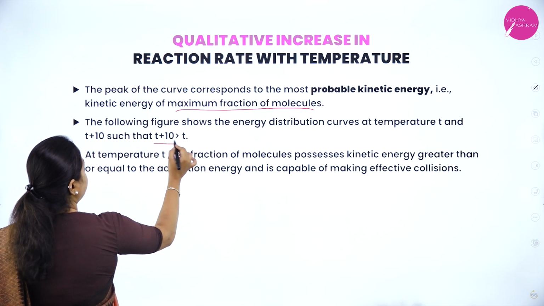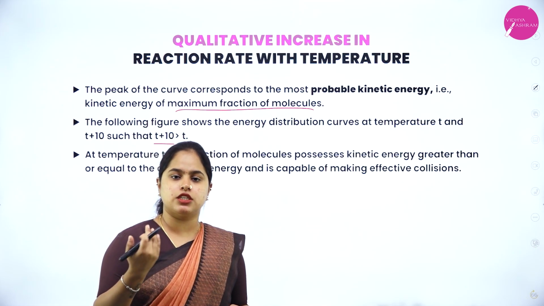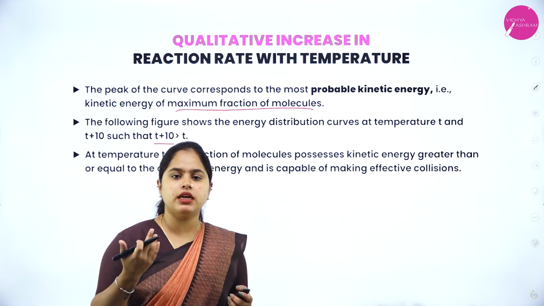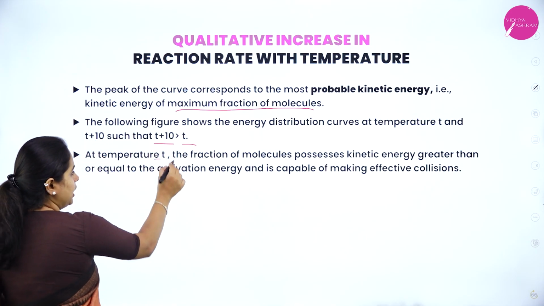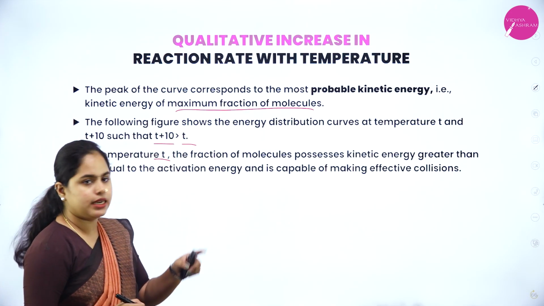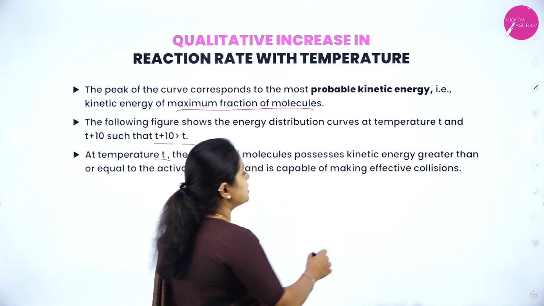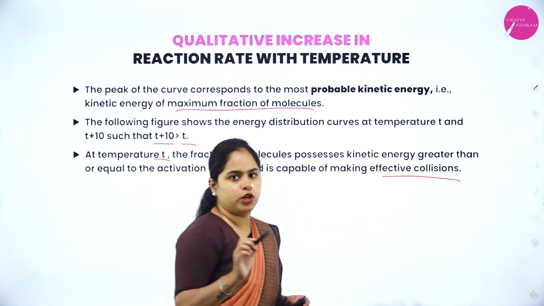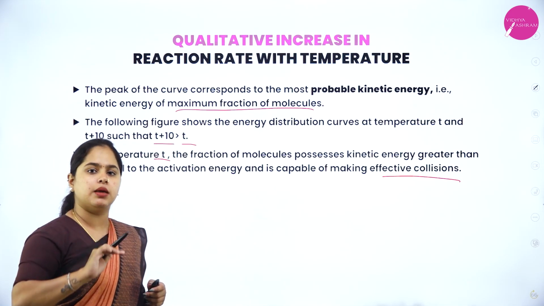Okay, that is T plus 10 and T. That means we are increasing the temperature by 10 degrees Celsius from before. So we are plotting two graphs now. At temperature T, the fraction of molecules possessing kinetic energy greater than or equal to the activation energy is capable of making effective collisions. So let's see what is happening when we are increasing the temperature now.